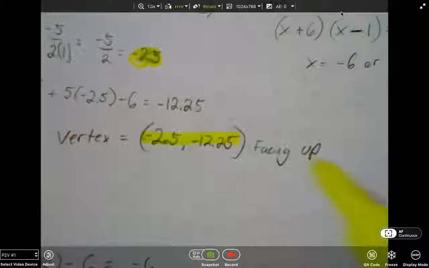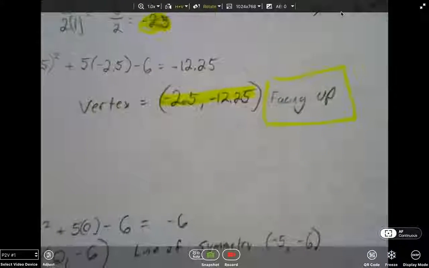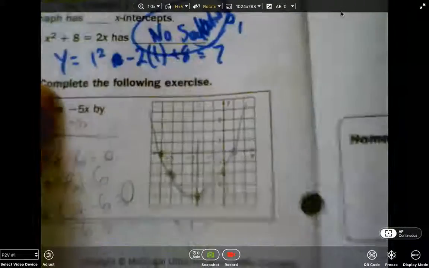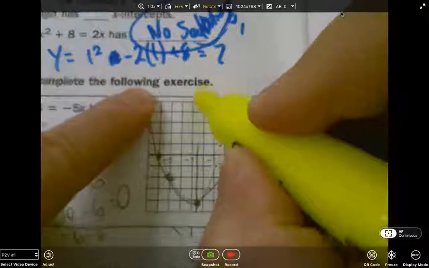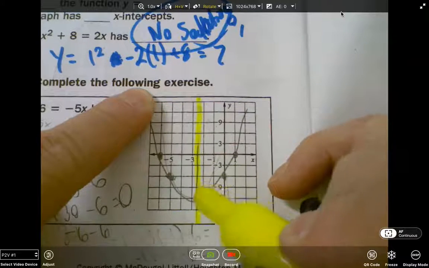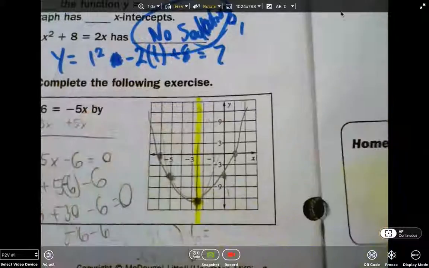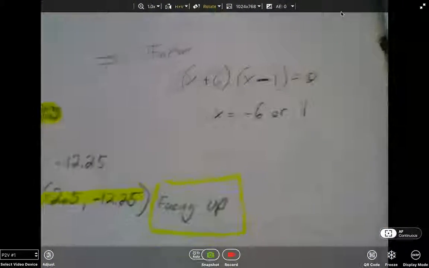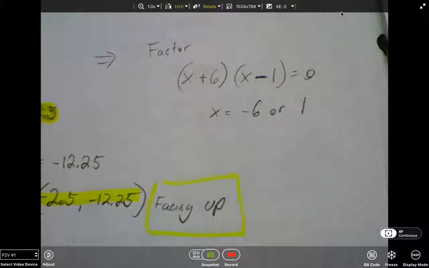My original graph yesterday was facing down, but it should have been facing up because my a value is positive. So at this point, technically all I know so far is this line of symmetry and the vertex at negative 2.5, negative 12.75.